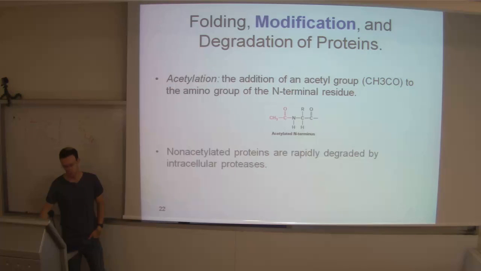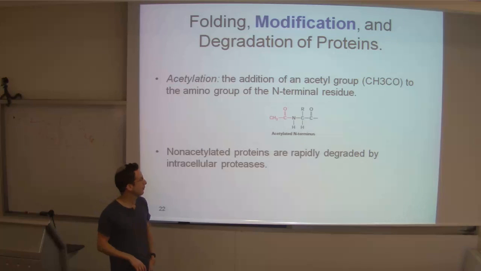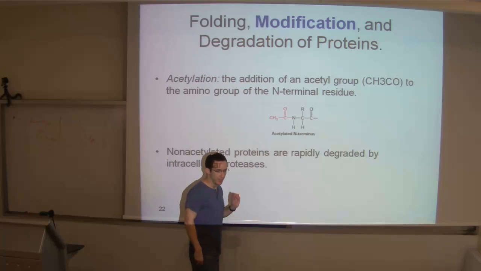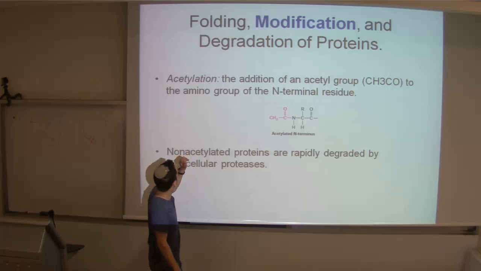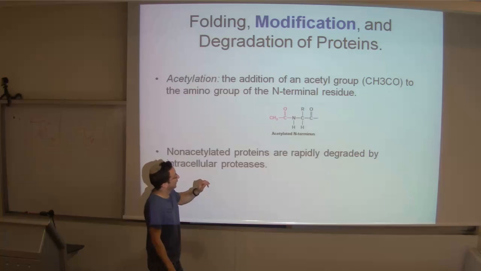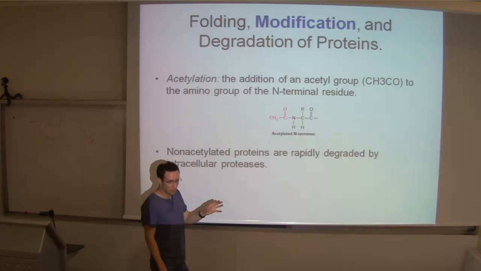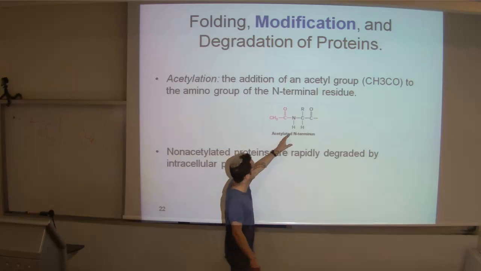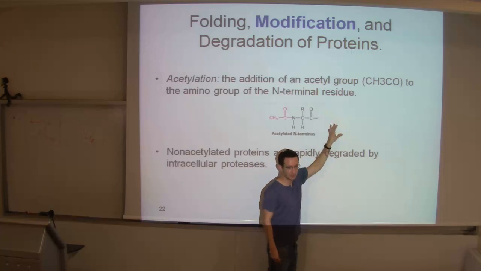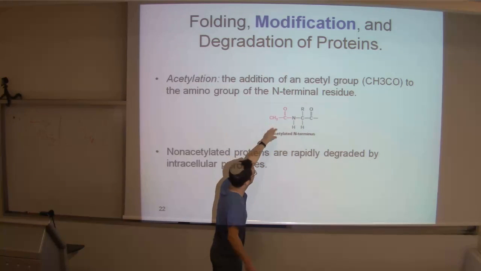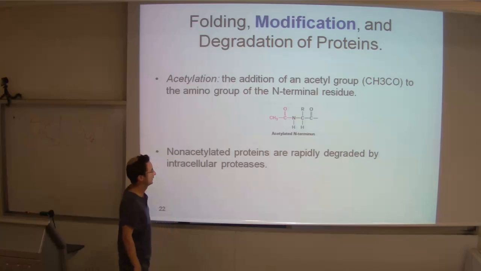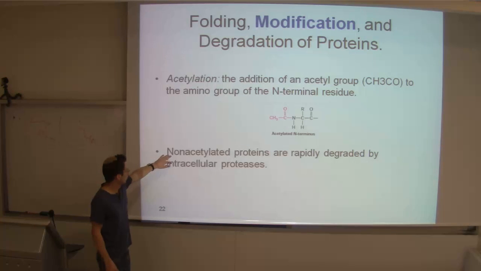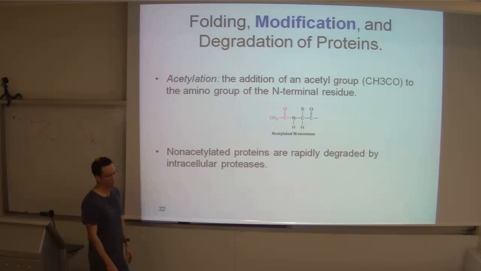Okay, let's see the first modification. So we're looking at an acetylated N-terminus of a protein. Adding an acetyl is called acetylation. Acetylation can actually occur also in an internal region of the protein, but here we are looking at acetylation of the N-terminal residue. So this is the N-terminal of a protein that sits right here, and the red is the acetyl. It's being added on this N-terminal, and it was shown that non-acetylated proteins are rapidly degraded by intracellular proteases.